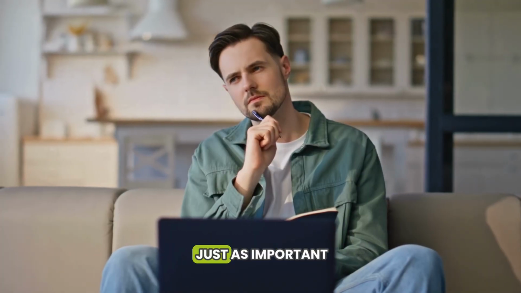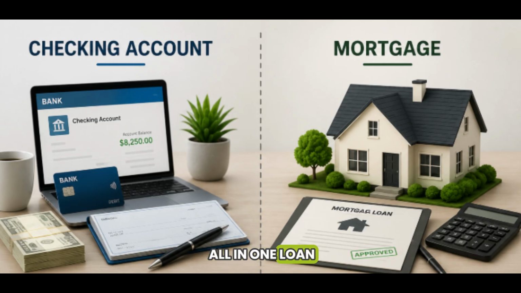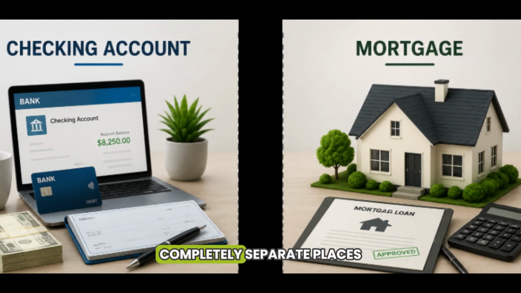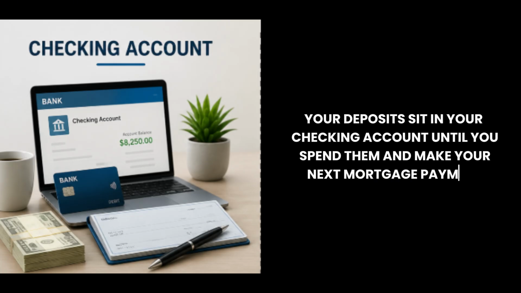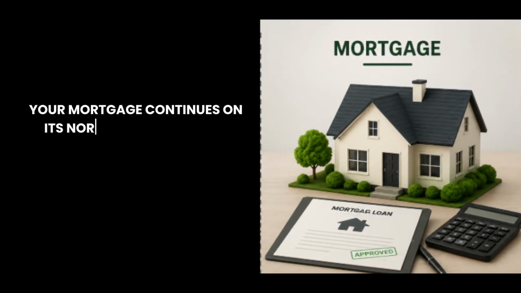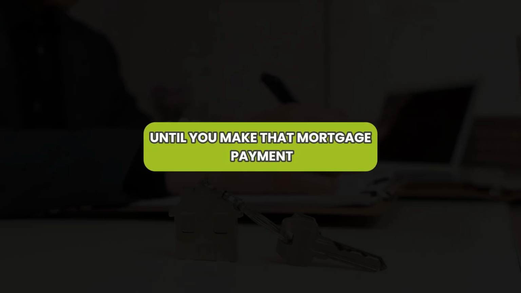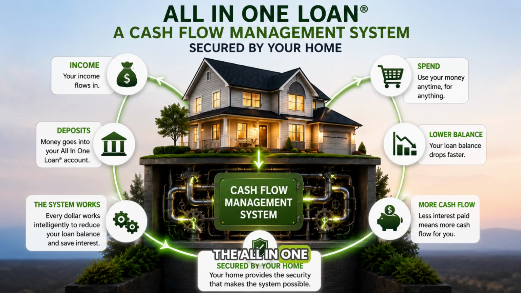Now, knowing how your interest rate is determined is only half the story. The next question is just as important: how is that interest actually calculated? This is where the all-in-one loan really begins to separate itself from a traditional mortgage. Traditionally, your checking account and your mortgage exist in two completely separate places. Your deposits sit in your checking account until you spend them and make your next mortgage payment. Meanwhile, your mortgage continues on its normal amortization schedule, completely separate. Until you make that mortgage payment, the money sitting in your checking account isn't reducing the balance that's being charged interest. The all-in-one loan changes that.